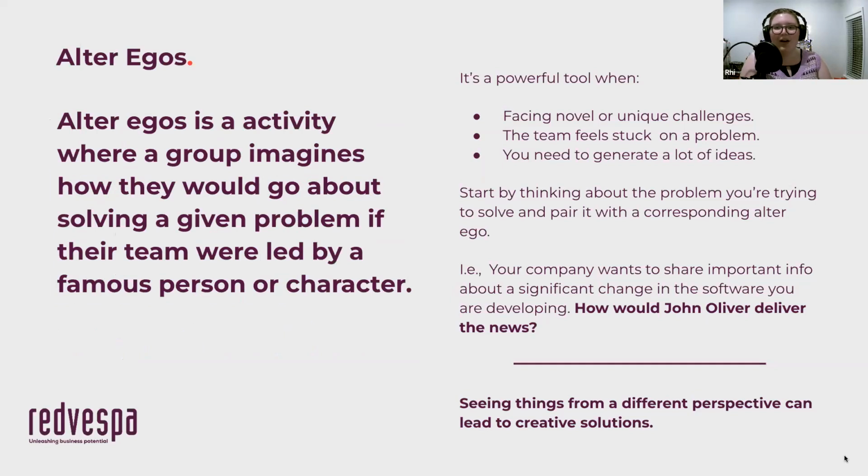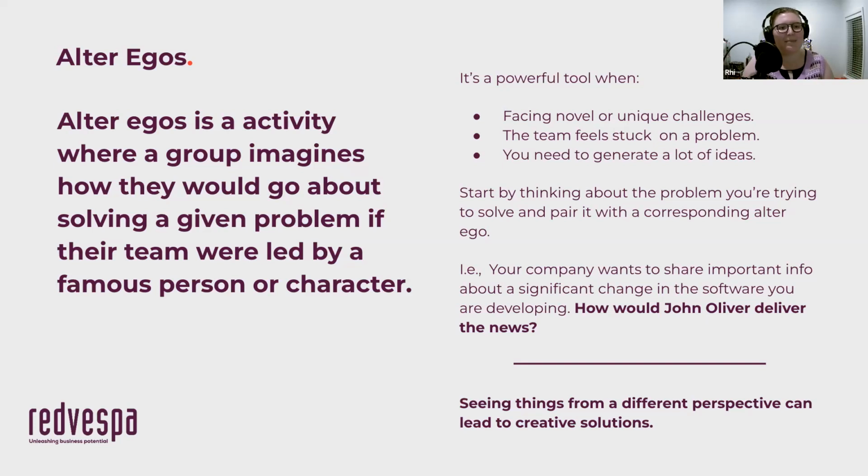So the idea that I'm going to present today is this really cool idea, I think, called alter egos. So it's still a group activity. It's where you get together and you imagine how you'd go about solving a problem if you were led by a famous person, a character, anyone, alive or dead, whether it's Steve Jobs, the Queen, or someone fictional like Batman. How would Batman solve our problem today?